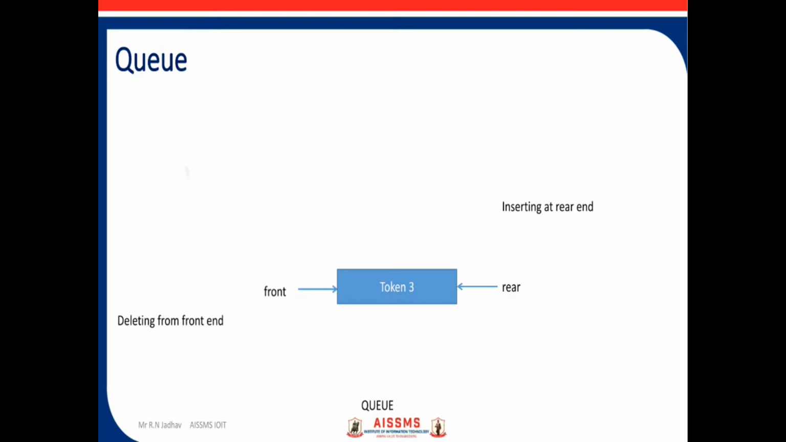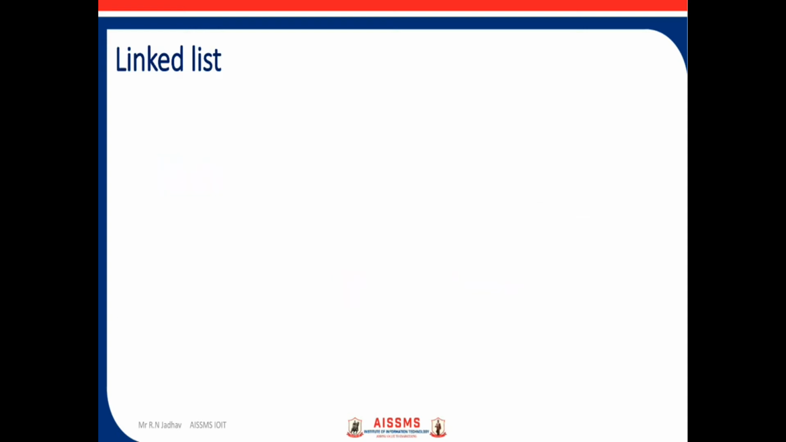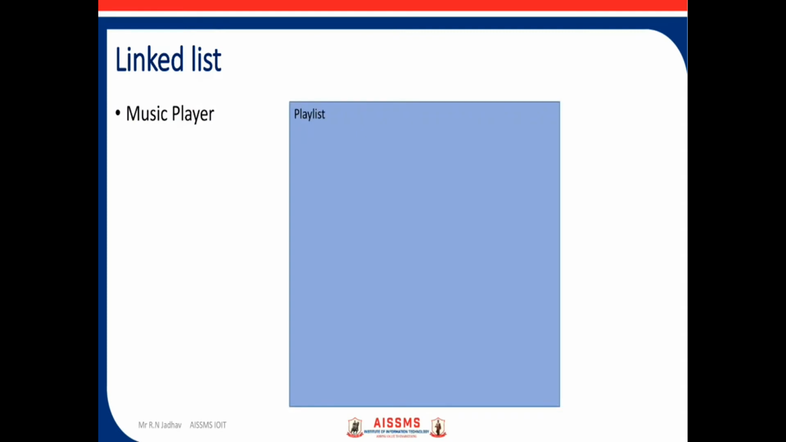So this queue operates on the principle of first in, first out. Next data structure is linked list, where data elements are not stored in continuous memory locations, but they are linked together. Now all of us have music players in our mobile phone, where we can create a playlist. In that we can store multiple songs and these songs are linked with each other.